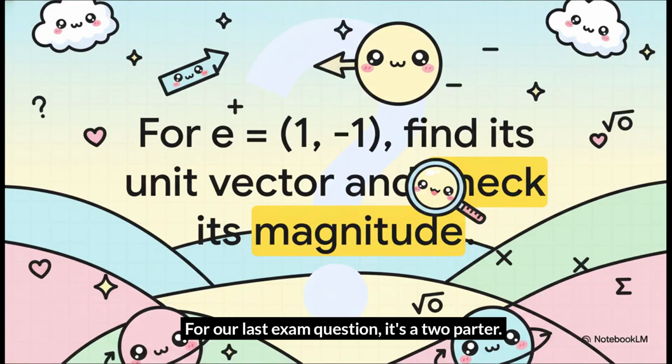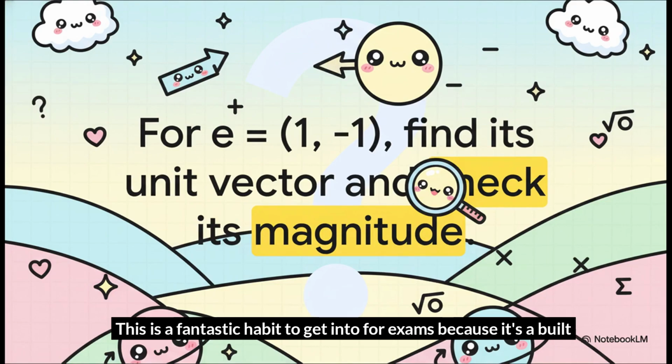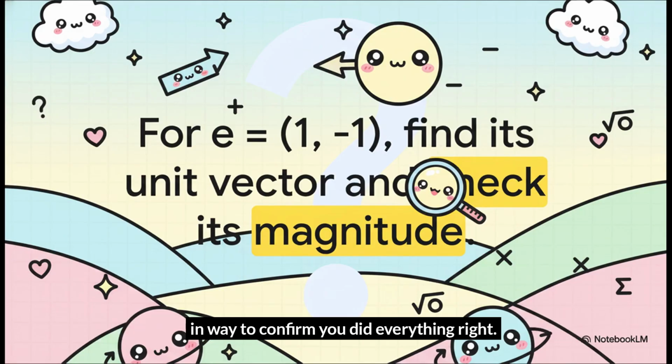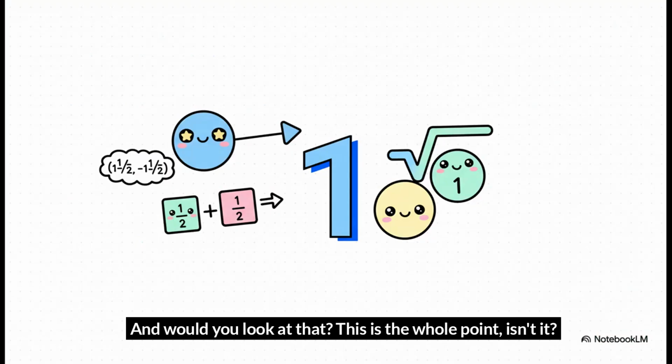All right, for our last exam question, it's a two-parter. Find the unit vector, and then, and this is super important, check that its magnitude is actually 1. This is a fantastic habit to get into for exams because it's a built-in way to confirm you did everything right.